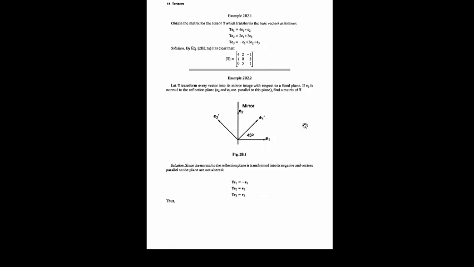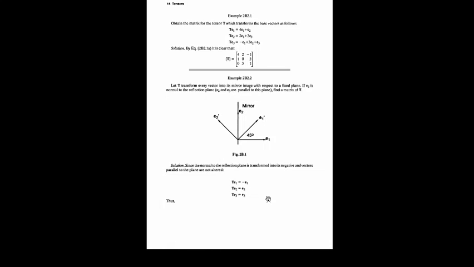Now this is another example. In this example, we are saying that T is transforming every vector into its mirror image with respect to a fixed plane. Suppose that we have fixed plane x2, x3, and E1 is normal to that fixed plane. If E1 is normal to that fixed plane, and x2 and x3 lie in the fixed plane, then E2 and E3 will not change, because their image will be on that plane.